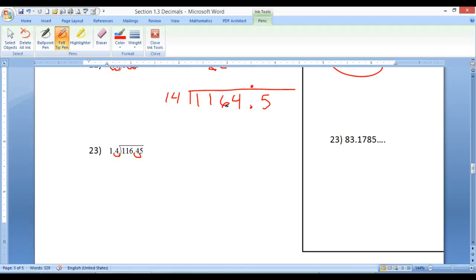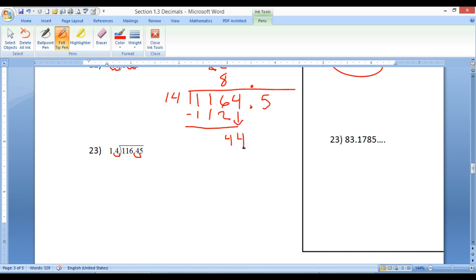So we're going to go 14 times 8. And 8 goes directly above the 6 because it was the last number we worked with. And doing your multiplication, 8 times 14 is 112. There we go. Subtract. 6 minus 2 is 4. Perfect. Bring down the next one.